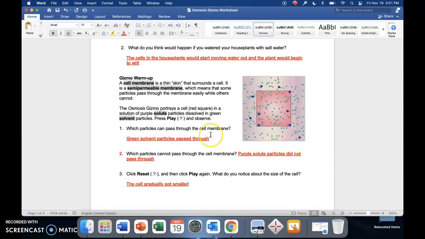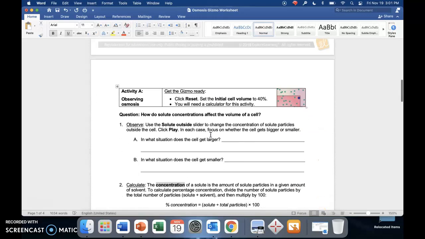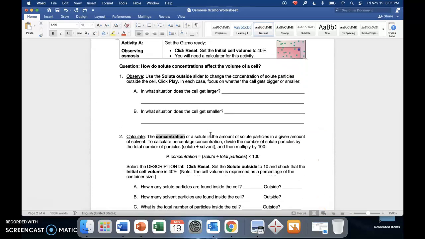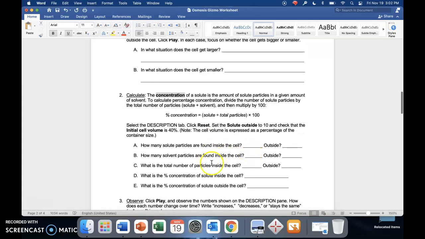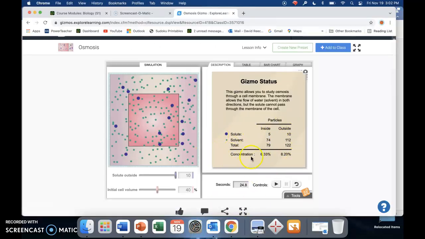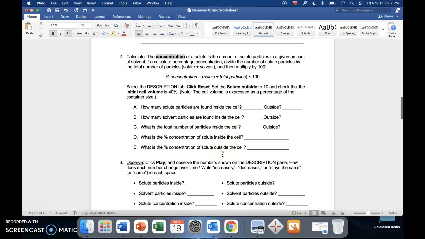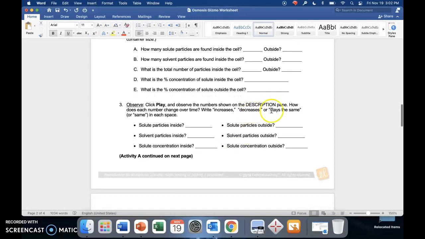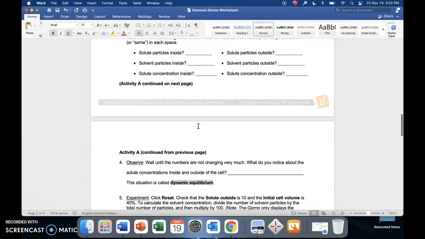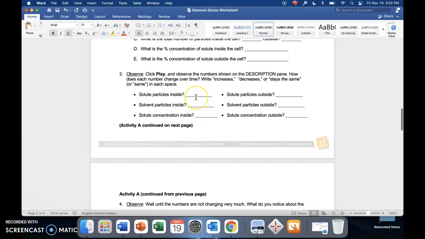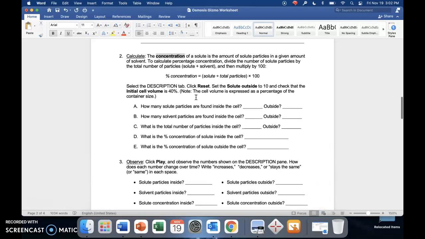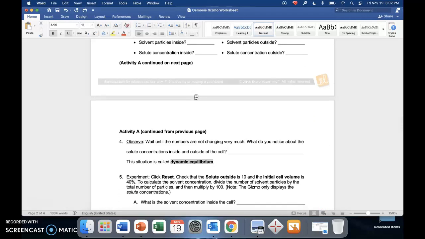Okay. Now, you are going to start doing parts A and B. In the first part, we're simply looking at osmosis. Again, you're going to be keeping track of the particles inside and outside and the concentrations. Again, you can just keep track of those numbers right here on the Gizmo. And then, simply for number 3, you're writing decrease, stays the same, or increases on these lines. Okay, please again remember to change the color to red for your answers. It makes it easier for me when I look at them to grade.